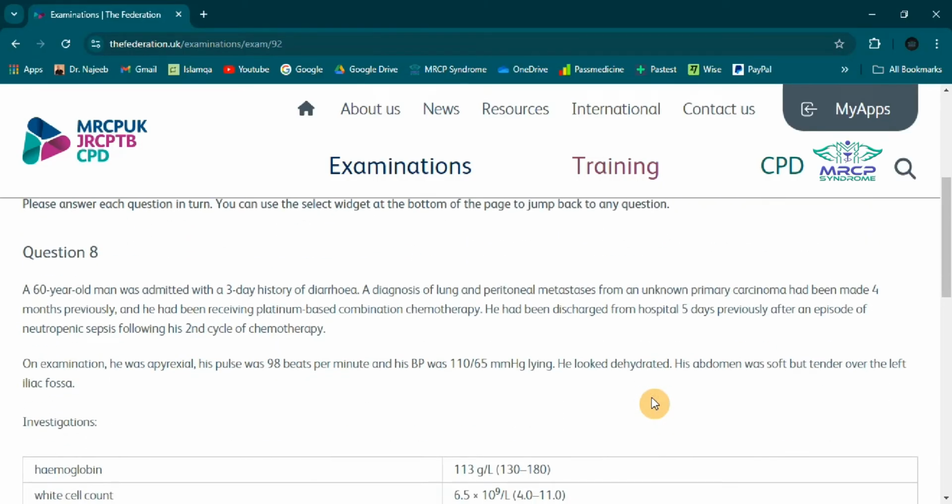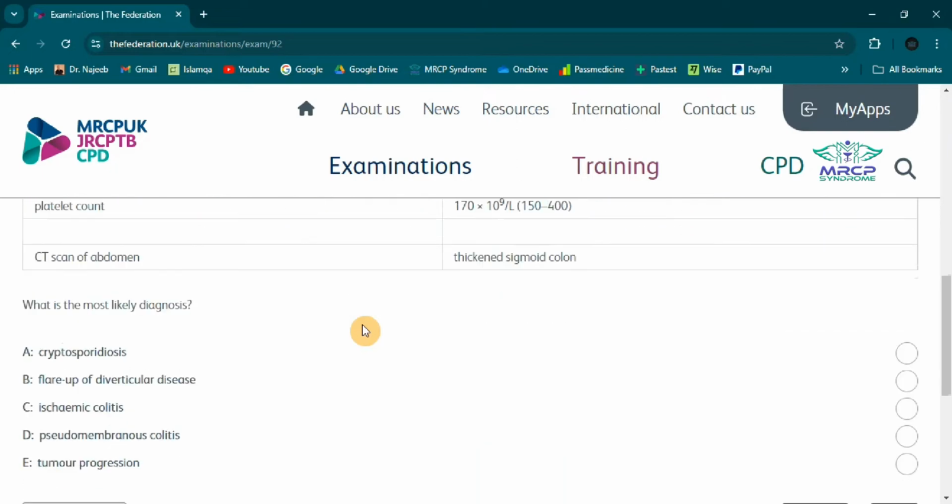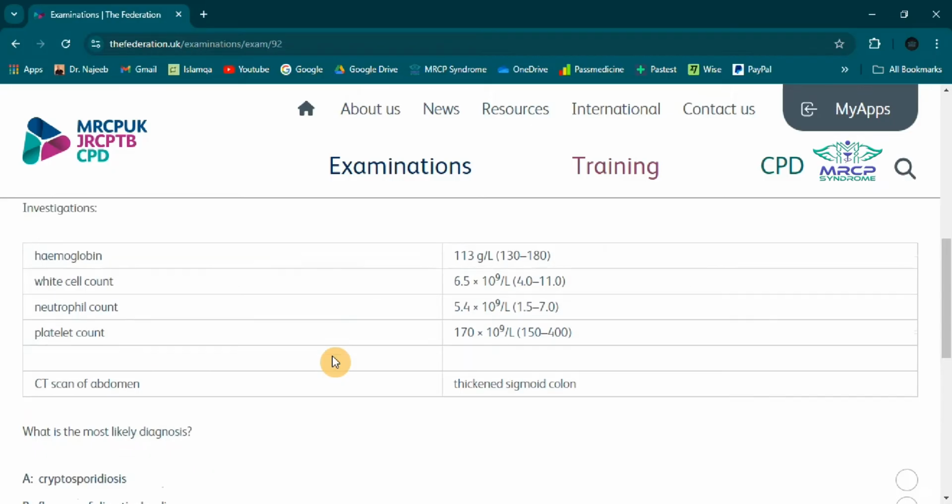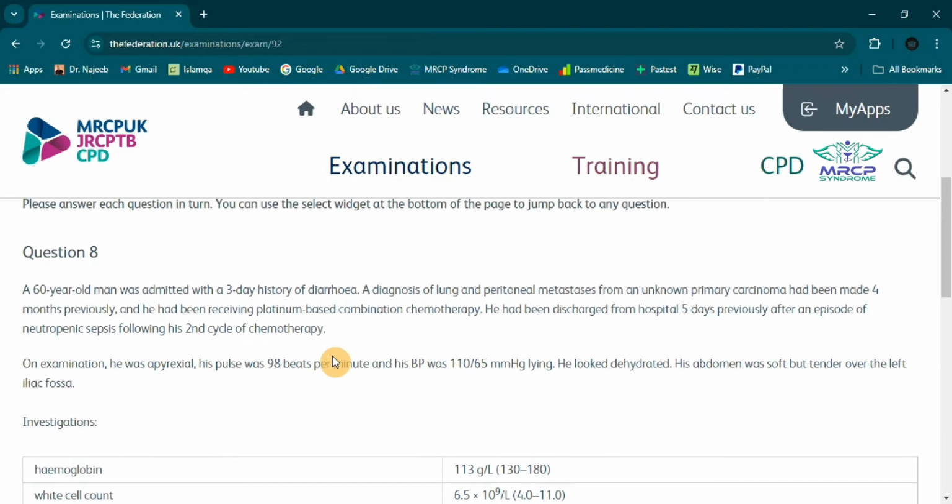So the most likely diagnosis for this 60-year-old man with a 3-day history of diarrhea, a recent history of neutropenic sepsis following chemotherapy, and a CT scan showing a thickened sigmoid colon is highly suggestive of pseudomembranous colitis, also known as Clostridium difficile diarrhea. Pseudomembranous colitis should be treated promptly because it is often associated with severe complications like toxic megacolon or perforation. So what are the key points in favor of the diagnosis?